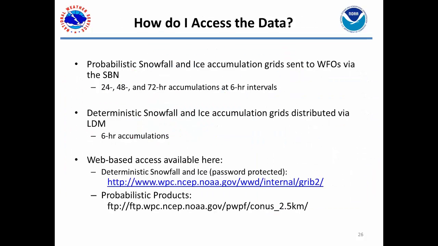Finally, another common question is how do I access the data? The probabilistic snowfall and ice accumulation grids are sent directly to WFOs by the satellite broadcast network. This includes 24, 48, and 72-hour accumulations provided at 6-hour intervals. Our deterministic snow and ice grids are distributed via LDM. We also make the grids available at the URLs shown below.